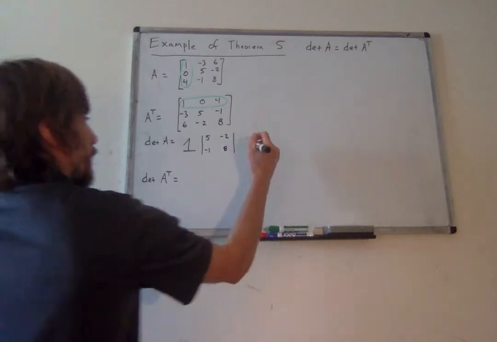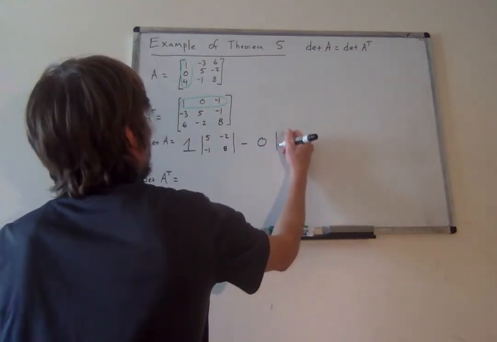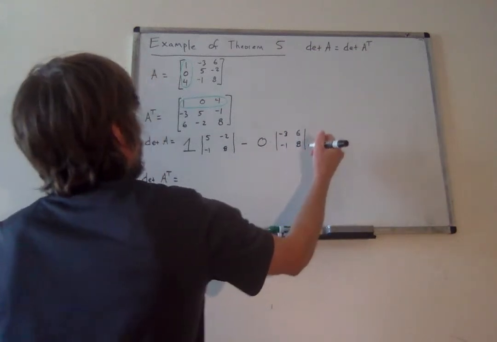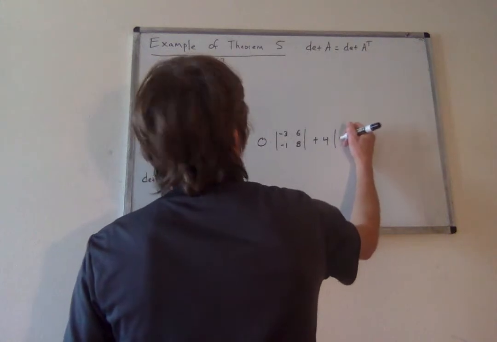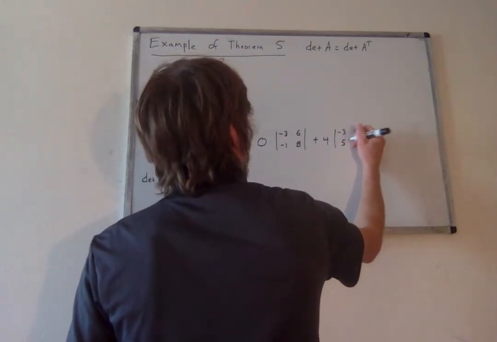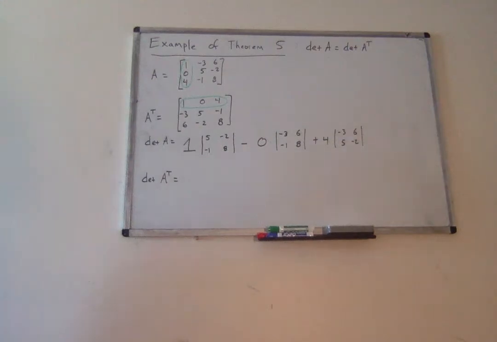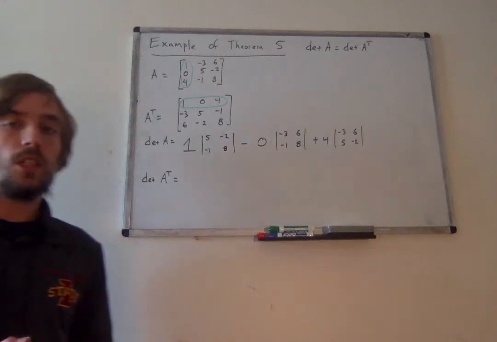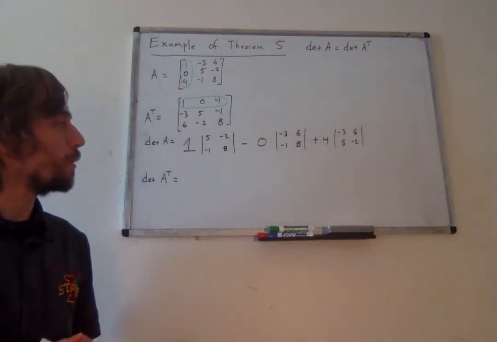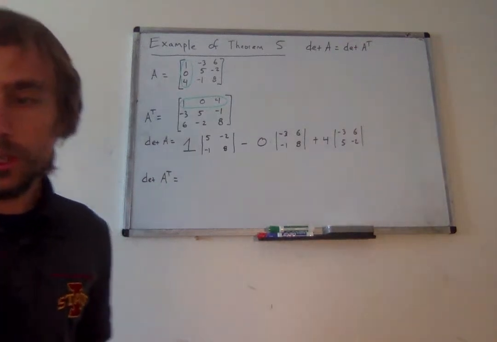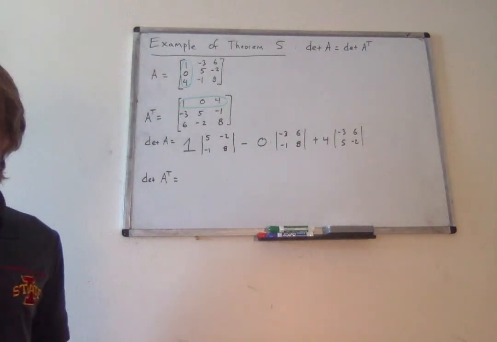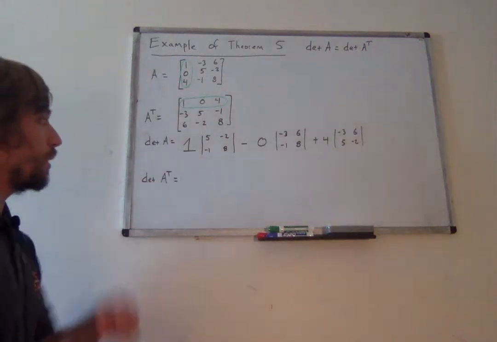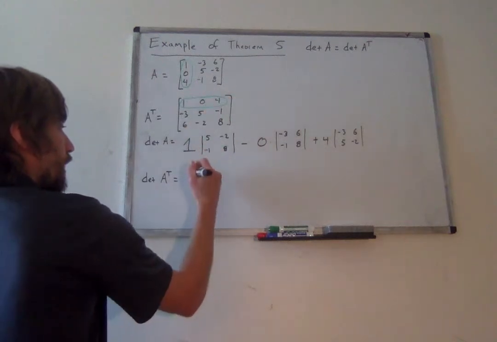Hopefully I get this right. I think I've calculated this correctly. Plus 4 times the determinant of negative 3, 6, 5, negative 2. So I don't need to go further than this because I think just writing out the determinant of A transpose will give us a good idea of what's going on here. Let me double check with my notes that I got that correct. Yes, okay, that's good.